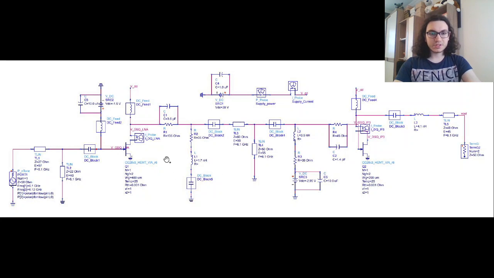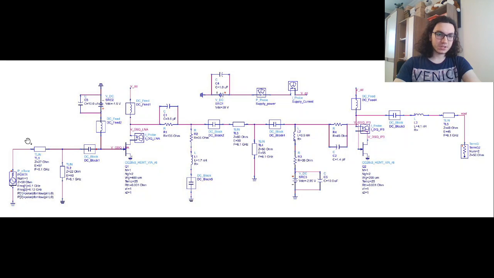You can see the first stage here and the second stage here. I used the transistors from the Cree library and I chose the DC operating points and the widths of the transistor to meet our specifications, and I tried to use as much transmission line as I can. I only used resistive elements, capacitors and inductors in the stability network and also for DC block and DC feed.